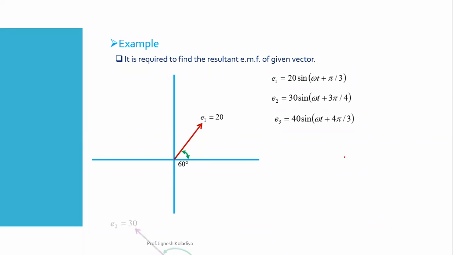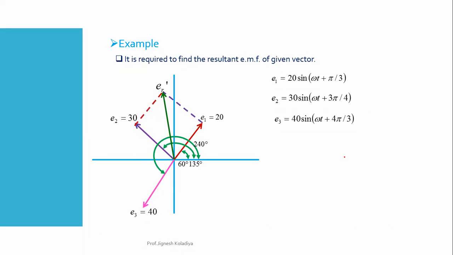First of all, you have to draw the vectors. Then in sequence we have to go. First of all, find out the resultant of E1 and E2, add that resultant with the remaining vector so that you will get your final answer.